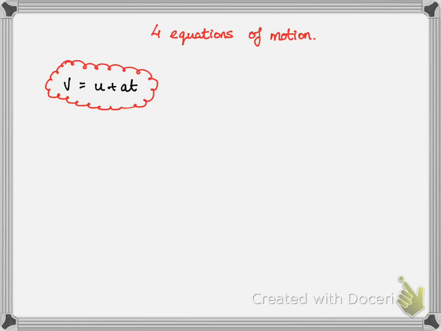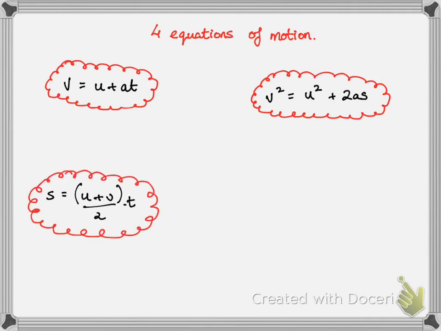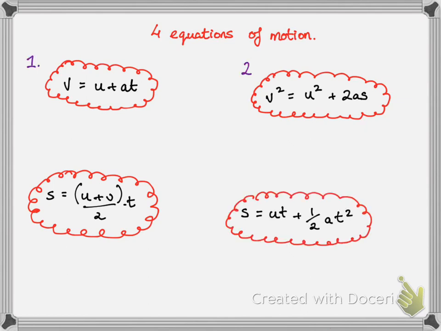Today we're going to look at SUVAT equations. There are 4 equations of motion and we call them the SUVAT equations. First one is v = u + at. Second one is v² = u² + 2as. Third one is s = (u + v)/2 × t. And finally, s = ut + ½at².